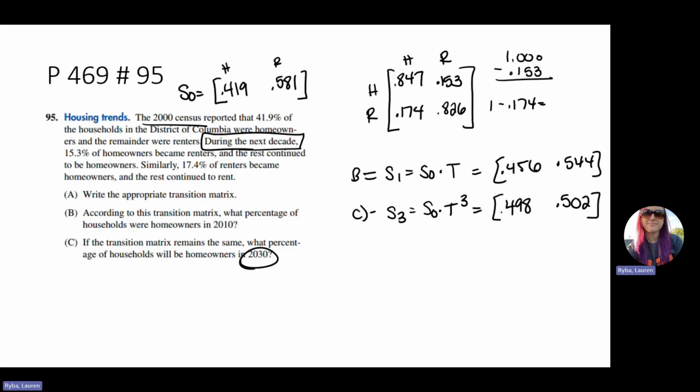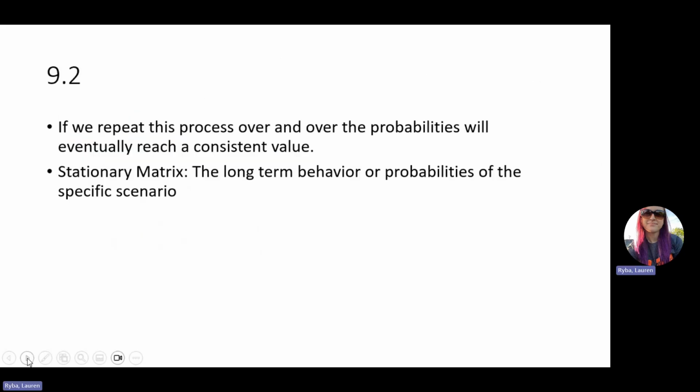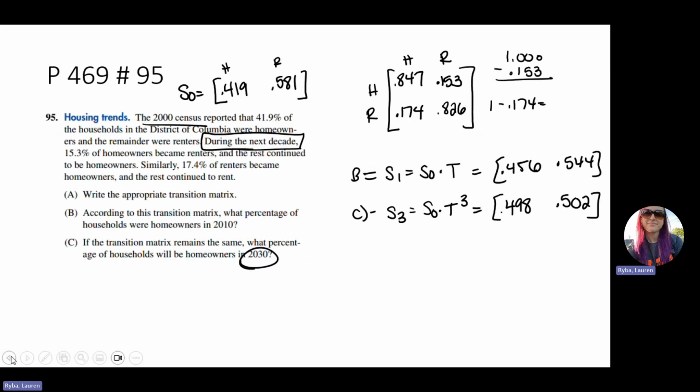That's all we're going to do today. What we're going to look at next class is what's called the steady state matrix, or basically the future end goal: where are things going to end up? Eventually it stops transitioning and it just stays steady. So that's what we're going to look at on Thursday.